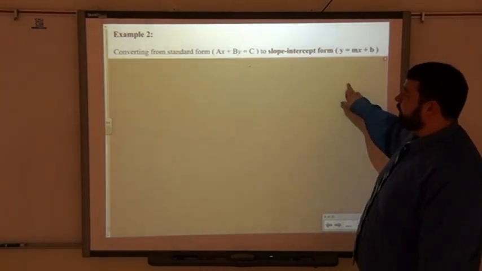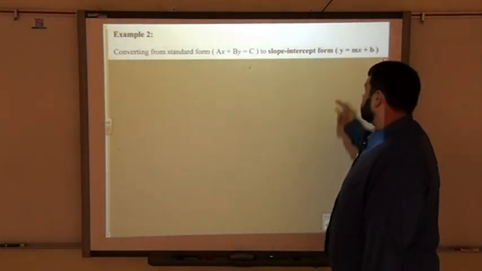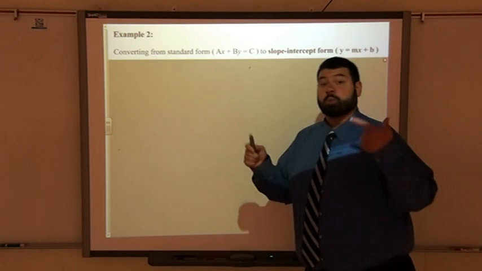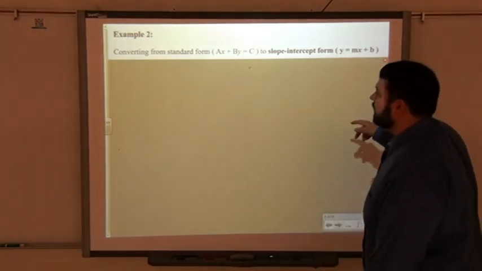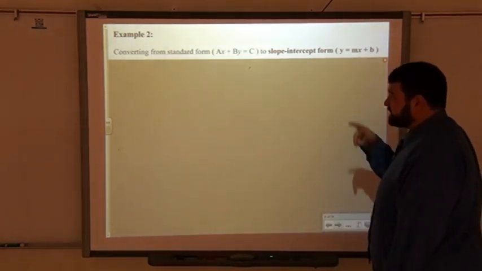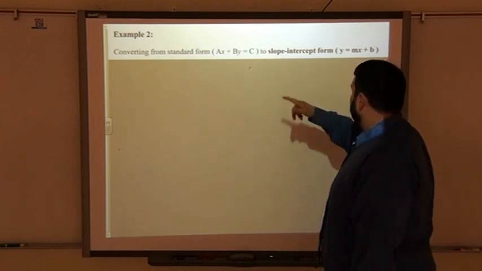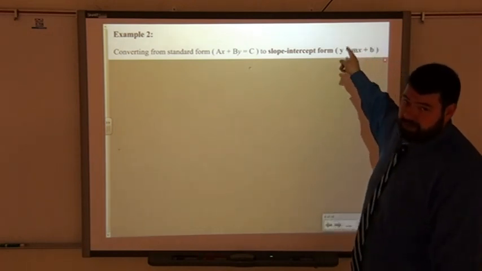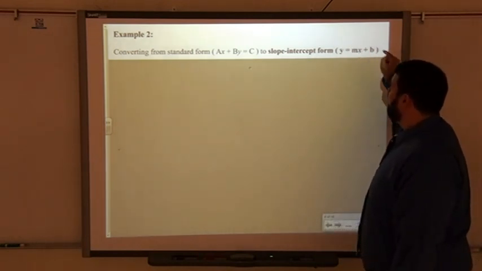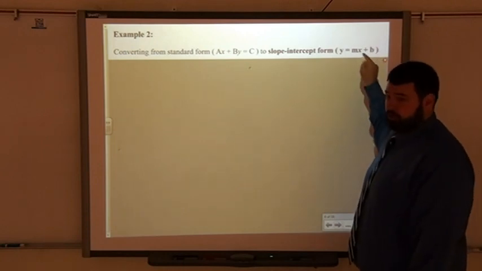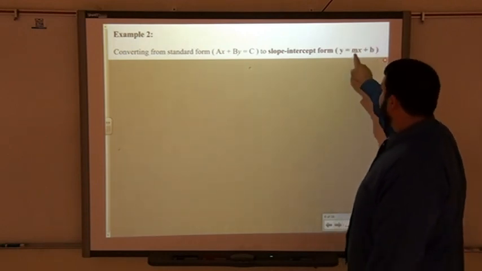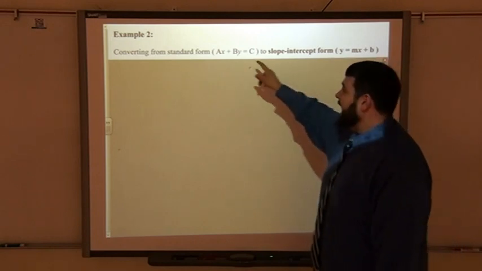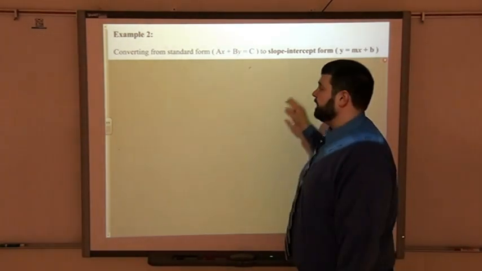Second example, converting from standard form to slope-intercept form. Now this we do need to know how to work with. Standard form is ax plus by equals c, and slope-intercept form is y equals mx plus b. This is where I always want to get. I always want to try to get the y by itself because this tells me my slope. I can't find my slope over here.